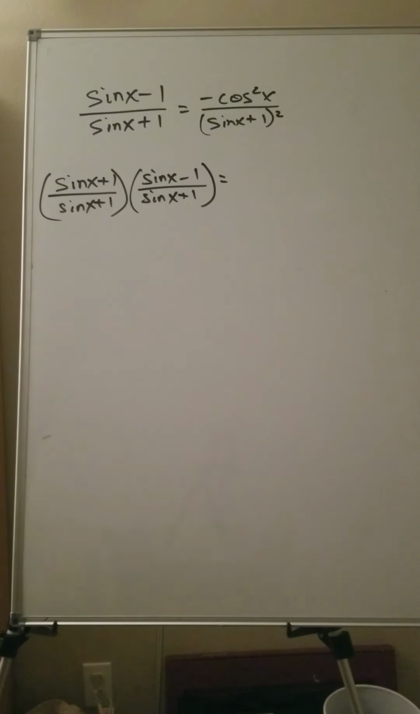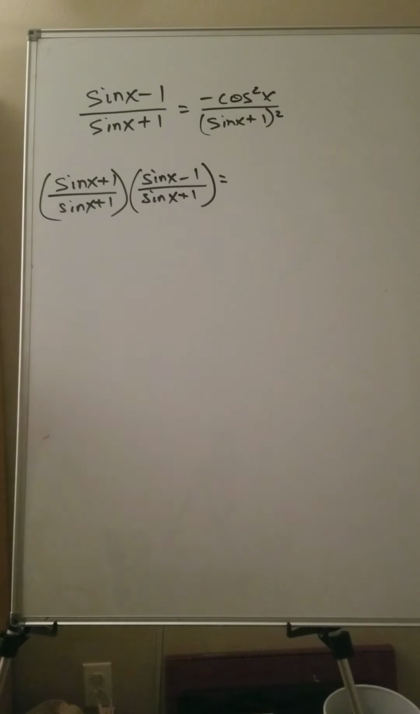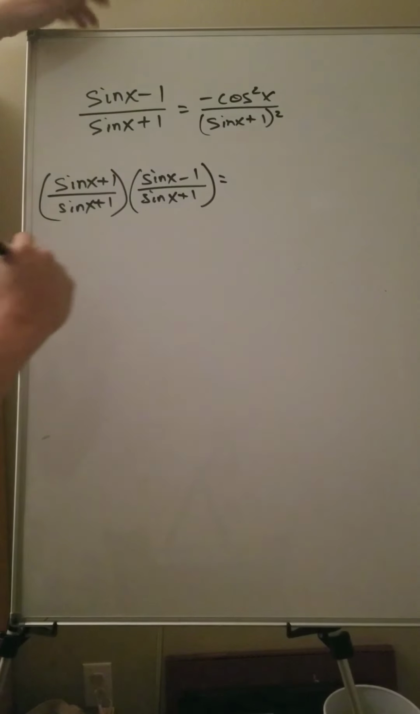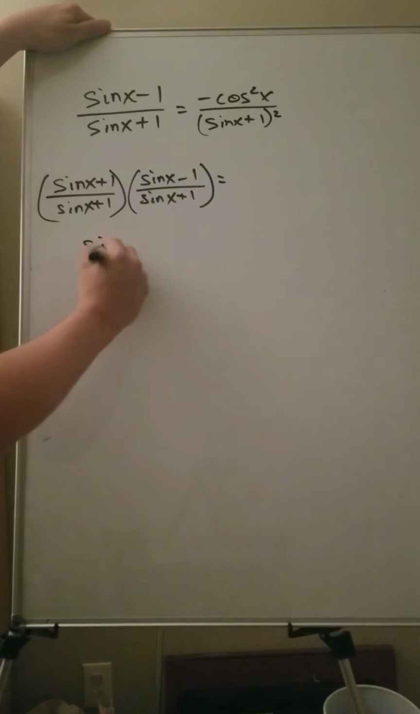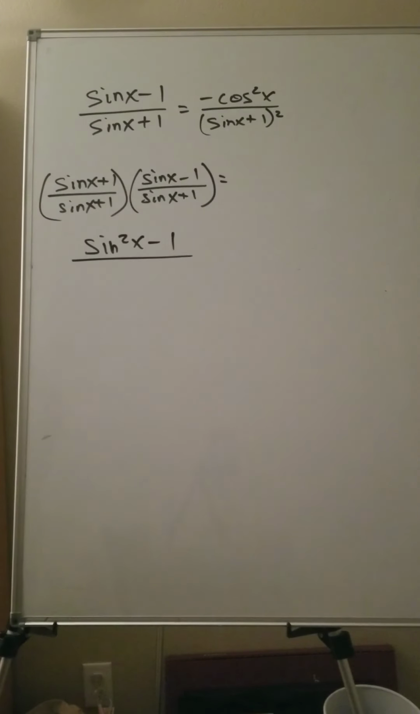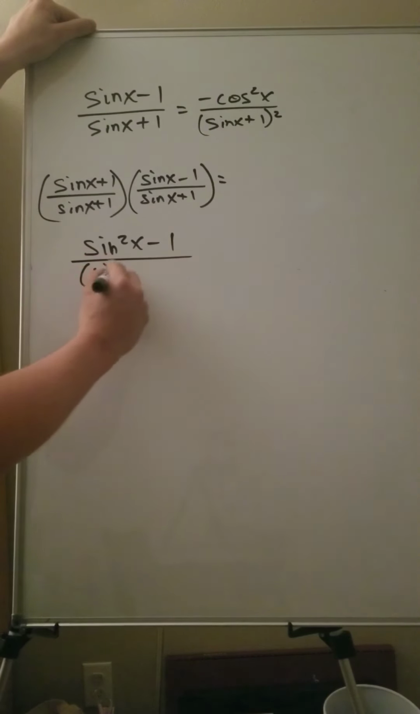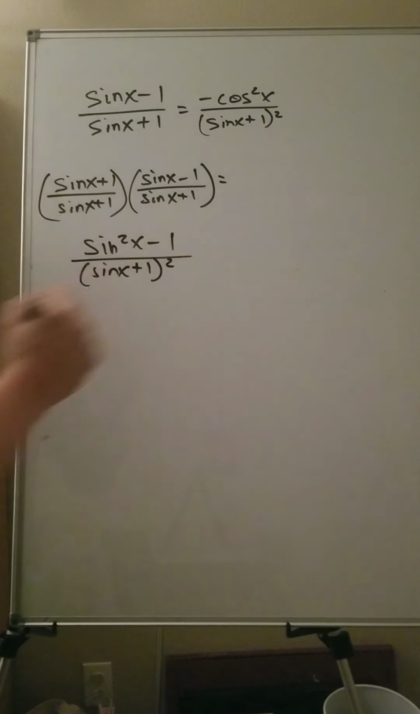So on top, if I multiply this out, sine x plus 1 times sine x minus 1, that's a difference of 2 squares. That's a plus b times a minus b. So if I multiply that out, I get my difference of 2 squares, sine squared x minus 1. In the denominator, I have sine x plus 1 times sine x plus 1. Well, if I'm multiplying something times itself, again, that's just that quantity squared.